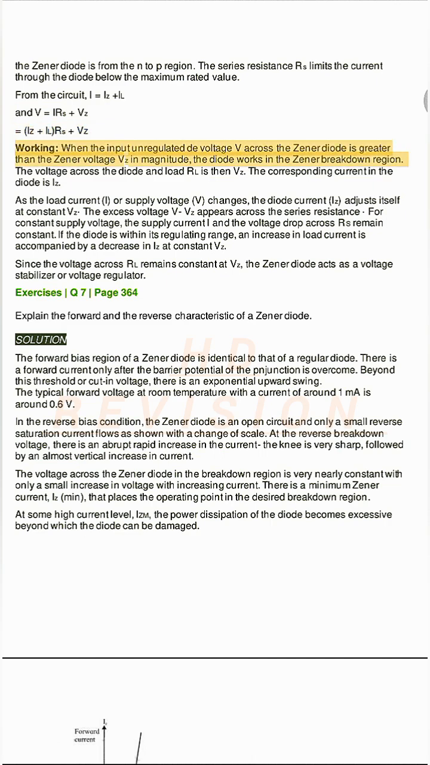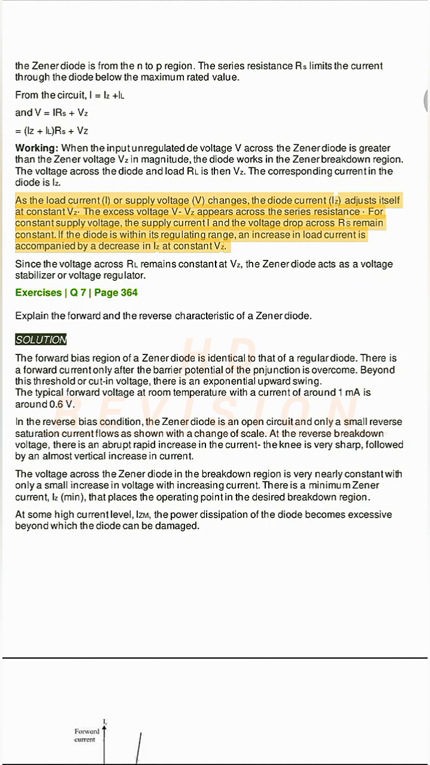Working. When the input and regulated DC voltage V across the Zener diode is greater than the Zener voltage VZ in magnitude, the diode works in the Zener breakdown region. The voltage across the diode and load RL is then VZ. The corresponding current in the diode is IZ. As the load current IL, or supply voltage V, changes, the diode current IZ adjusts itself at constant VZ.